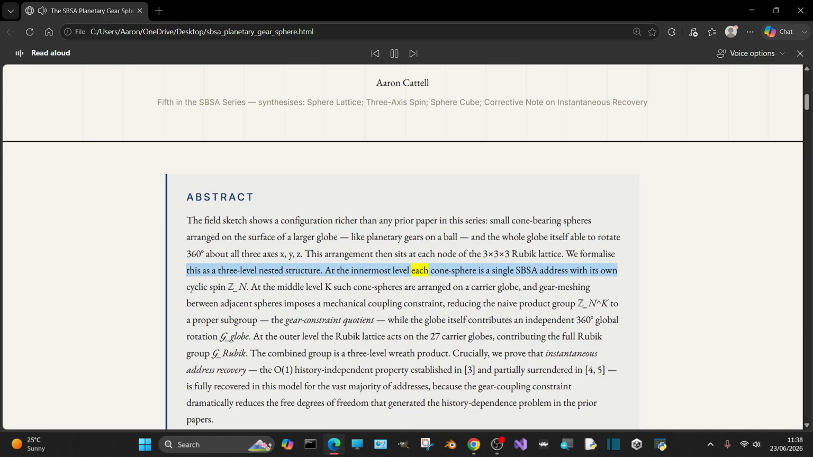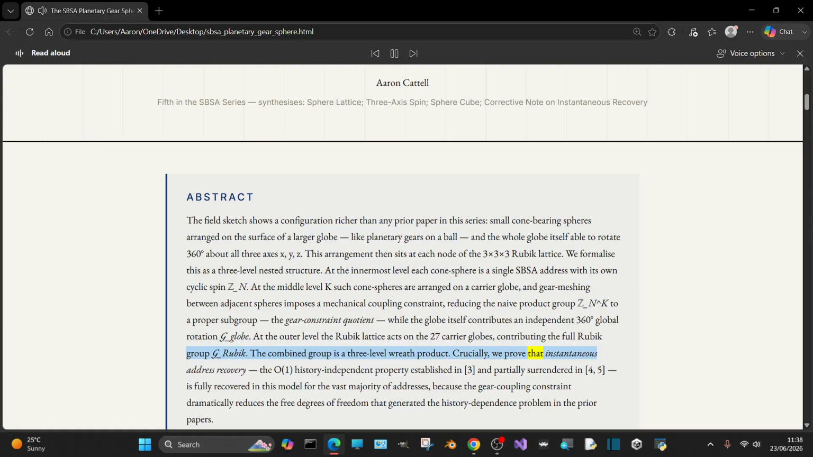At the innermost level, each cone sphere is a single SBSA address with its own cyclic spin Z_n. At the middle level, K such cone spheres are arranged on a carrier globe, and gear meshing between adjacent spheres imposes a mechanical coupling constraint, reducing the naive product group Z_n^K to a proper subgroup, the gear constraint quotient, while the globe itself contributes an independent 360 degrees global rotation G_globe. At the outer level, the Rubik lattice acts on the 27 carrier globes, contributing the full Rubik group G_Rubik. The combined group is a 3-level Wreath product.